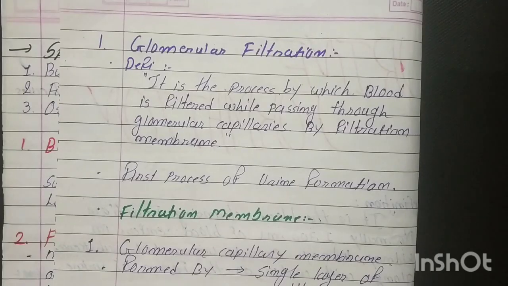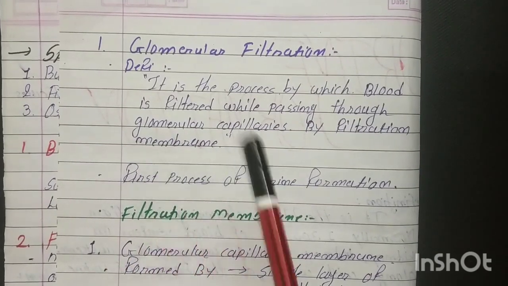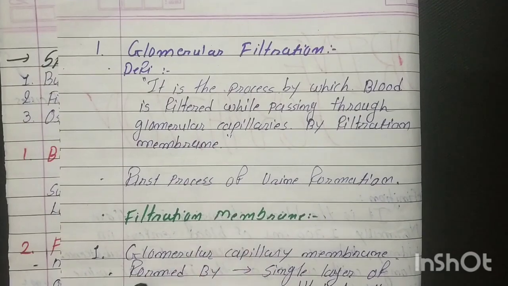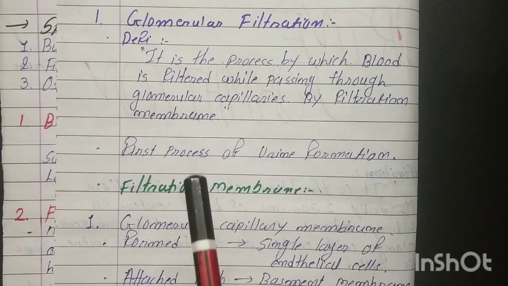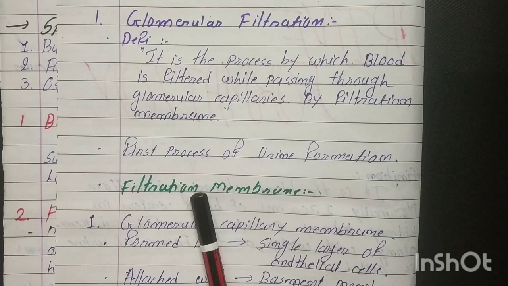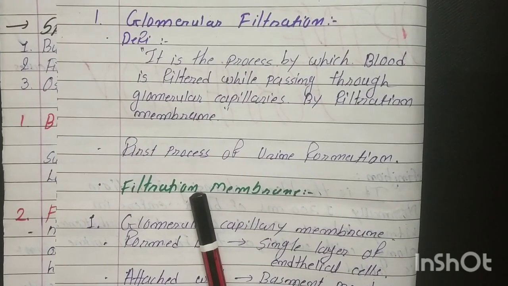Let's see all three processes in depth. The first one is glomerular filtration. As I told you, this process occurs in the glomerulus of the nephron, and it is the only part where the blood is filtered. In the tubular portion of the nephron, blood is not filtered. This is the first process in urine formation.